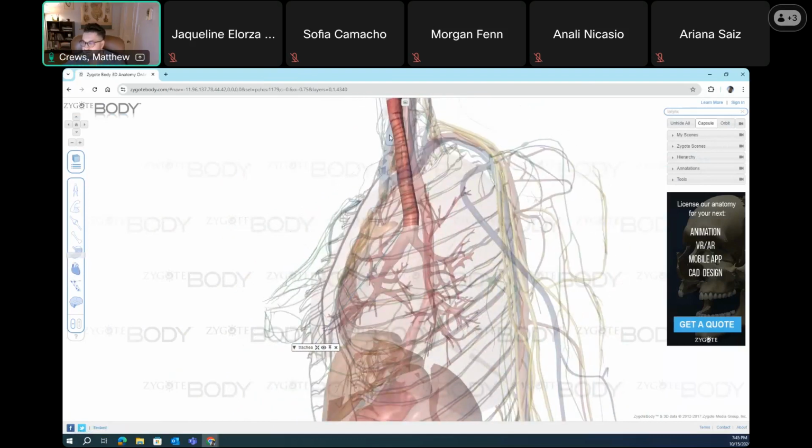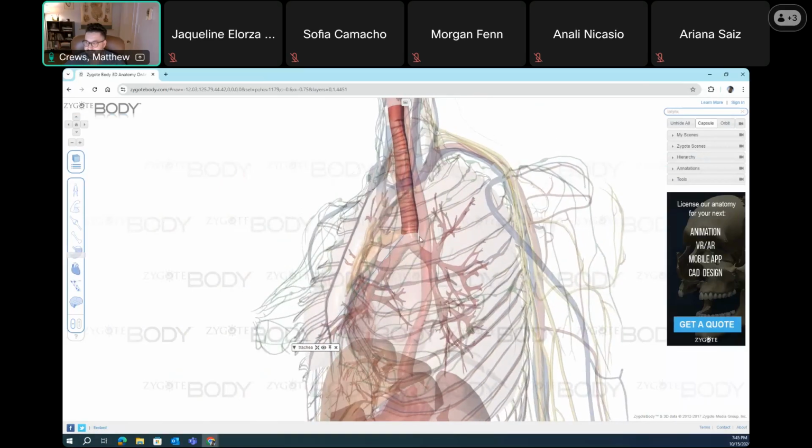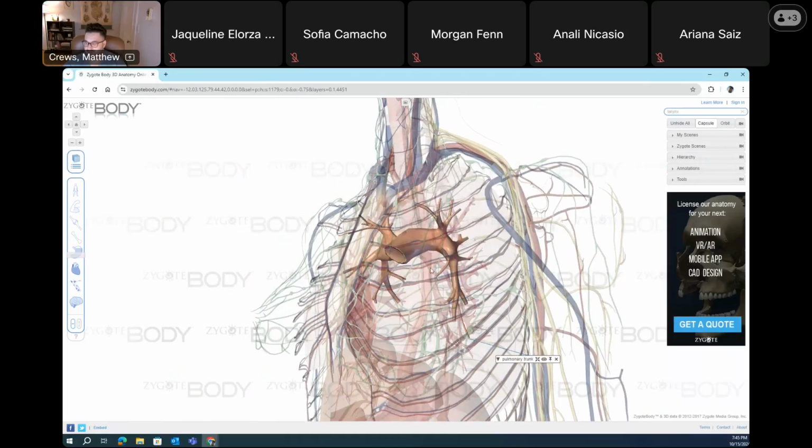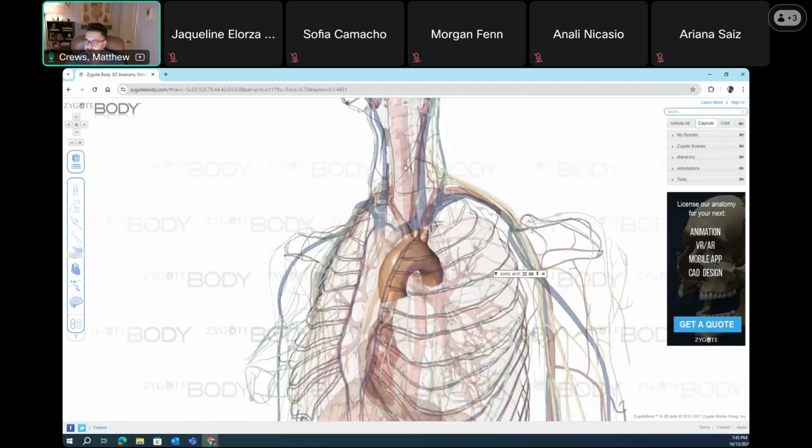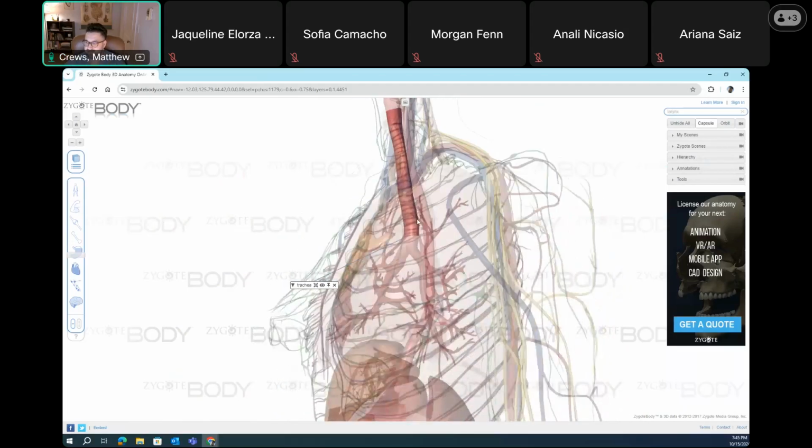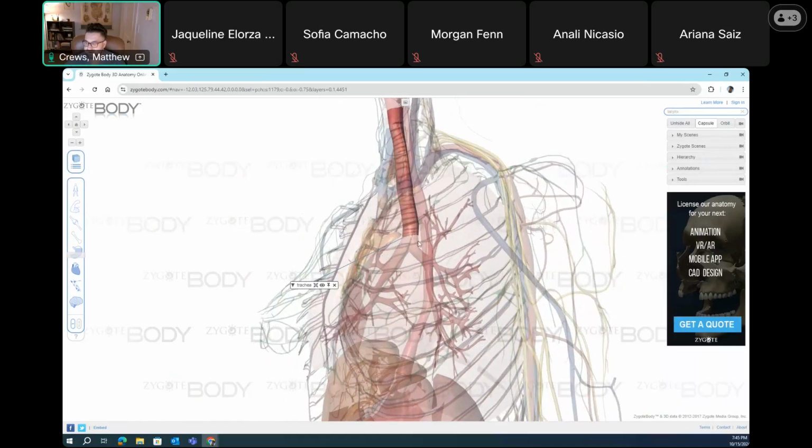Okay, so your trachea comes all the way down into your chest, and then from there you've got two divisions. What are those called? Those are your bronchi. Good job. Okay, so you've got a right and a left bronchus. So right goes to the right side, left goes to the left side.